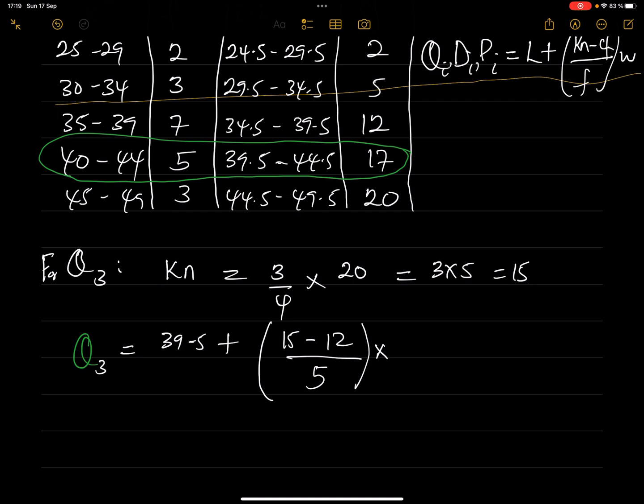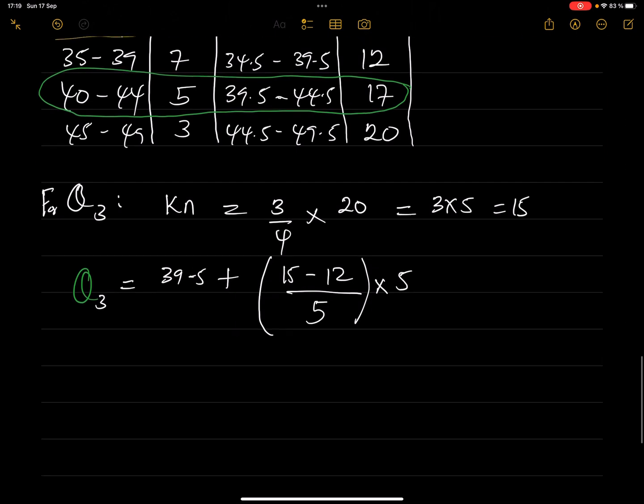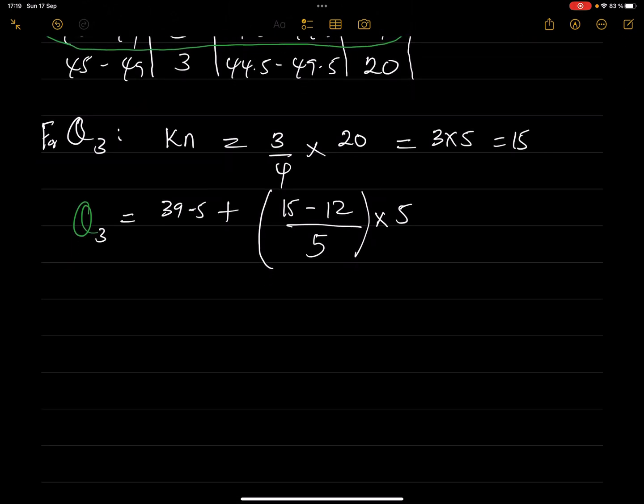You can get the width using two methods. The first method is to make continuous counting. 40 to 44 is our interval, so you count 40, 41, 42, 43, 44. In this case, you will get 5. Or alternatively, you can subtract the lower class boundary from the upper class boundary. The upper class boundary is 44.5, minus 39.5, you get 5. So our width is nothing but 5.